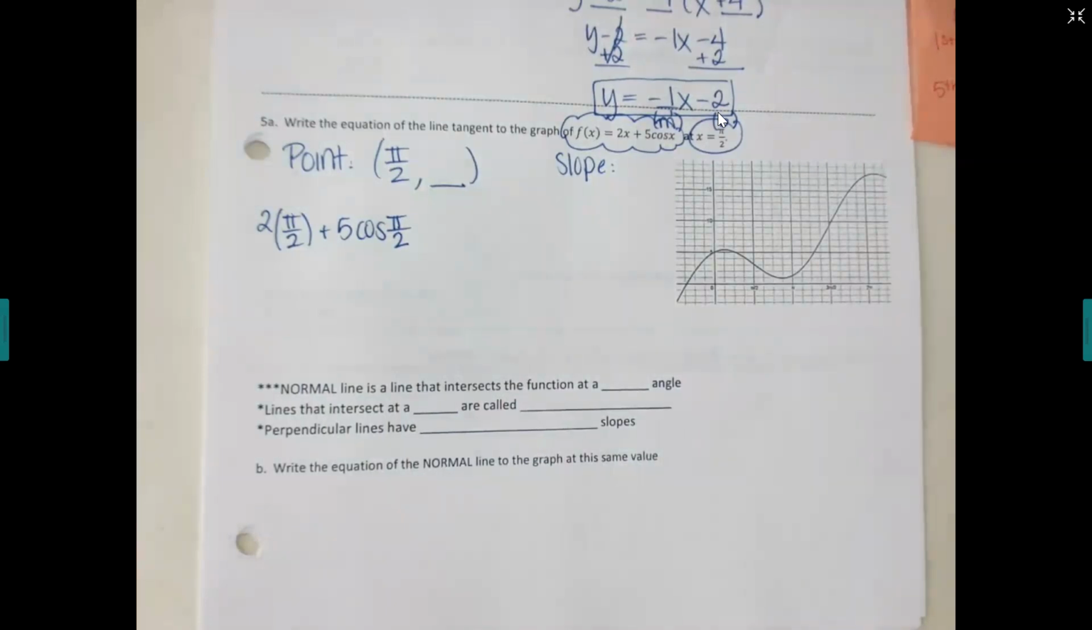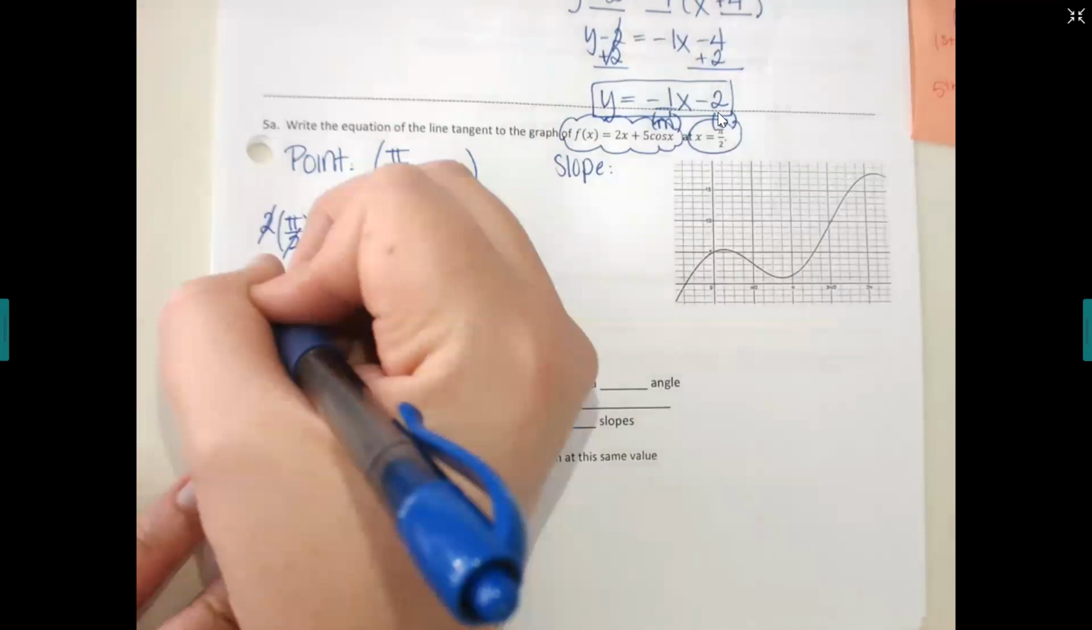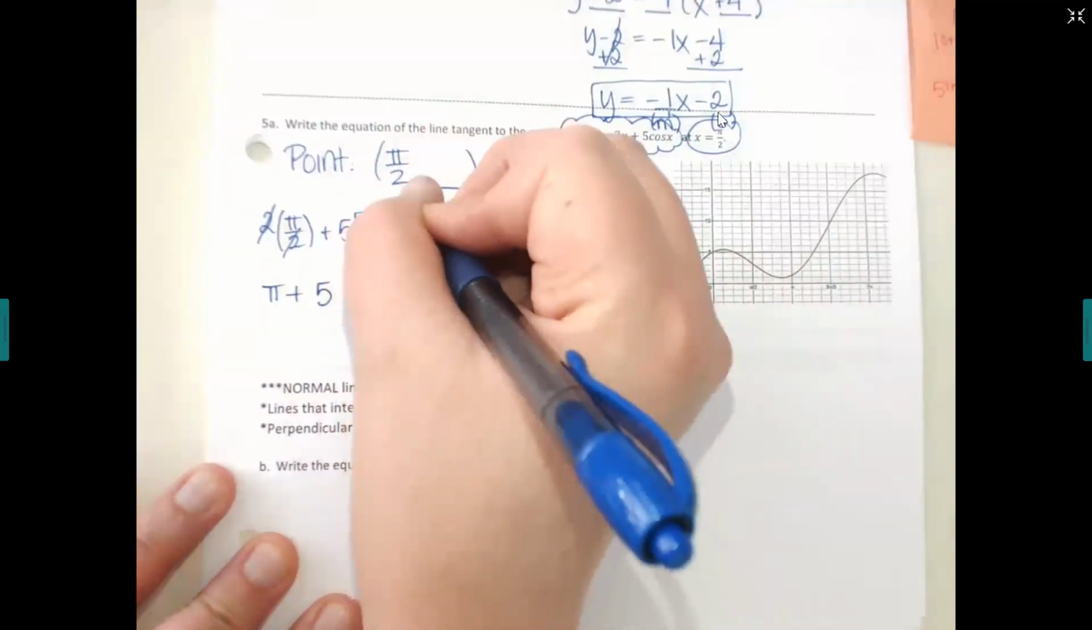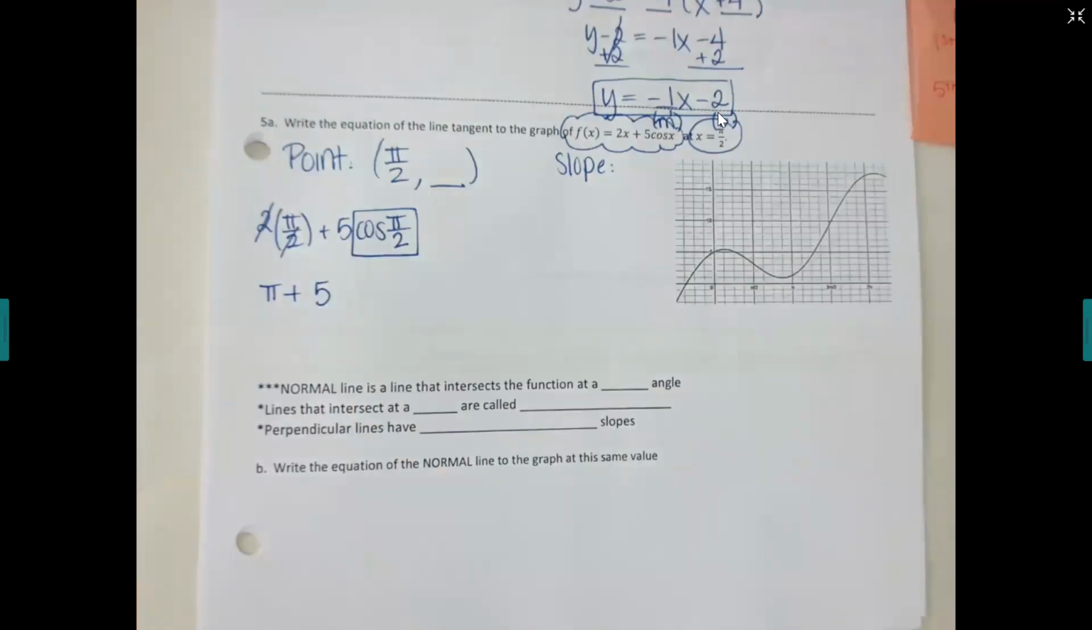Okay, let's do this part first. What is pi if you divide it by 2 and then you times it by 2? Just pi, because the 2's are going to cross out. So this is really just pi plus 5, and now we need to know what the cosine of pi halves is. Okay, so if you're doing hand trick, pi halves is your thumb, right? Because it's 0, pi 6, pi 4ths, pi 3rds, pi halves. How many fingers for cosine are above your thumb? 0, so it's going to be 0.